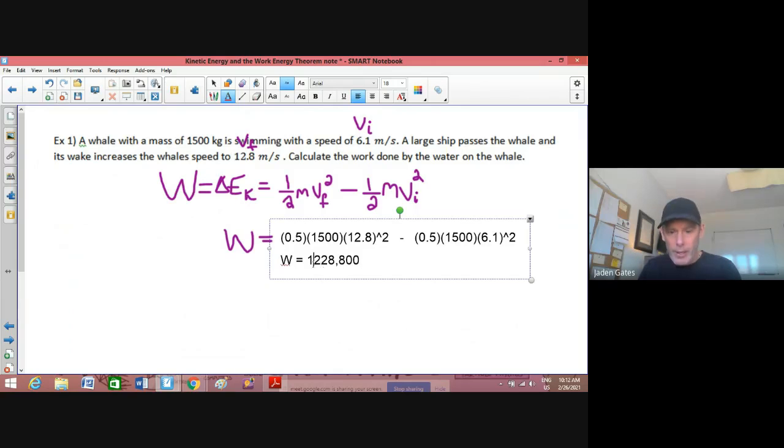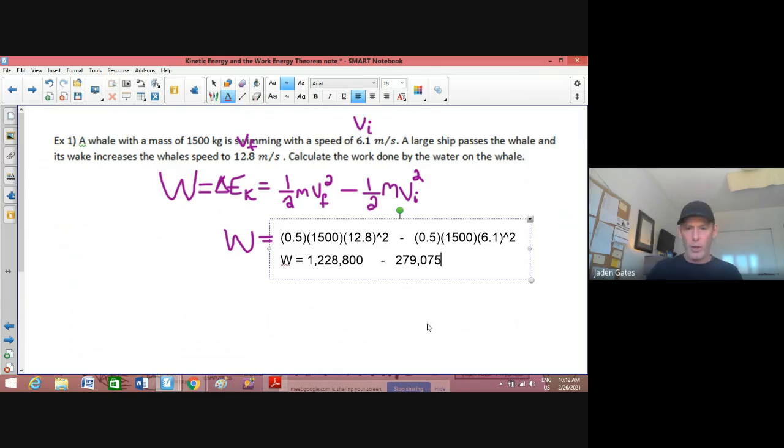So that's really 1,228,800. And I'm going to subtract. Let's see, back to the calculator again, following BEDMAS. I do 6.1 squared times my 1500 times 0.5. Decimal again, or not a decimal again. So I get 279075. What's that actually as a number?